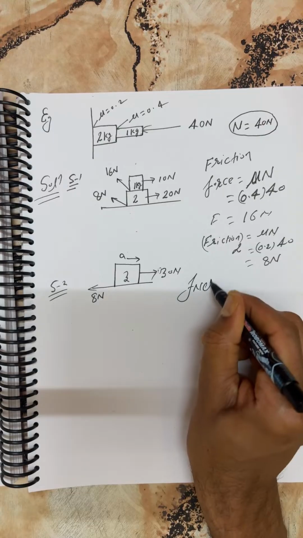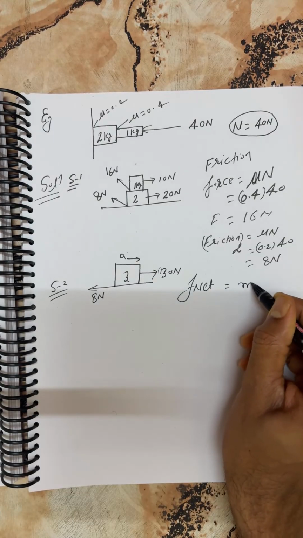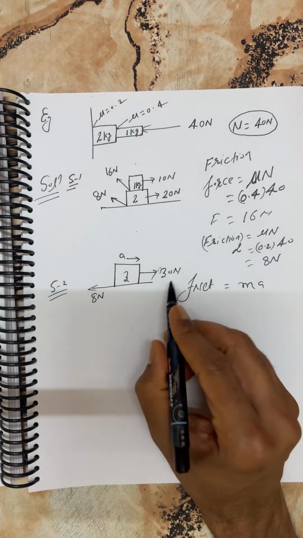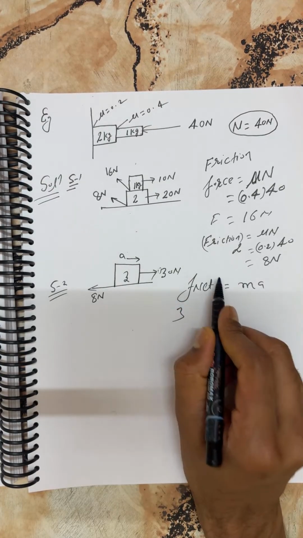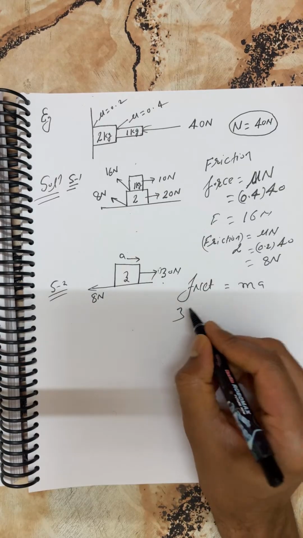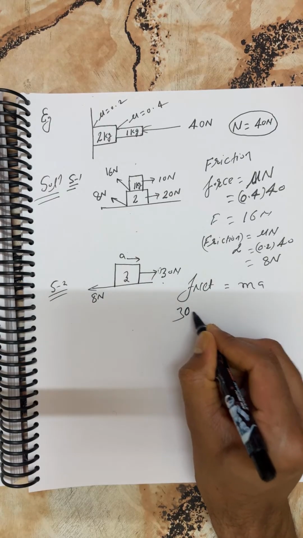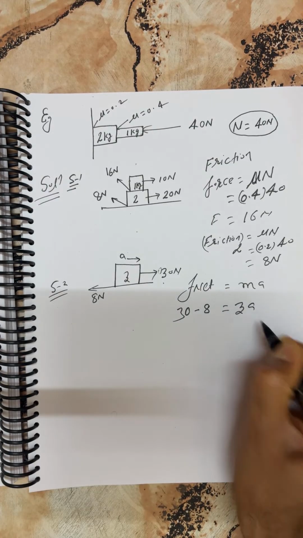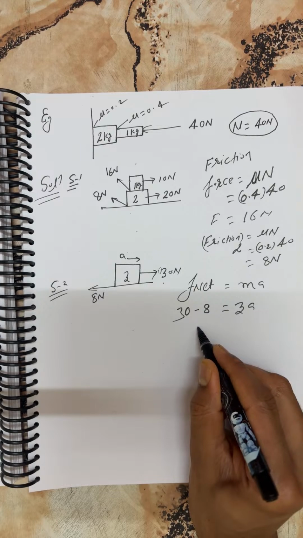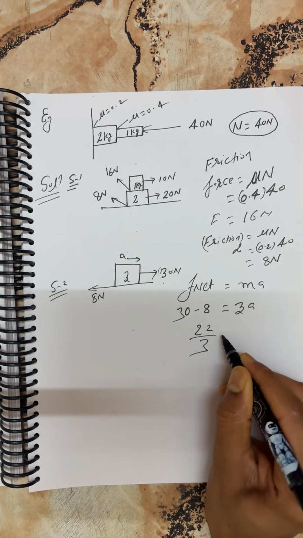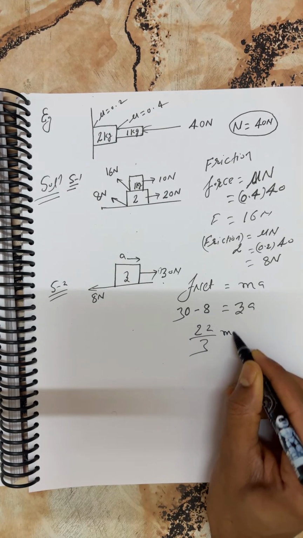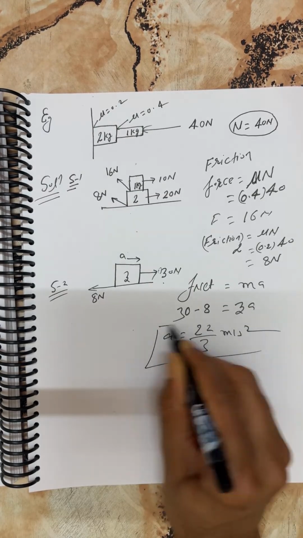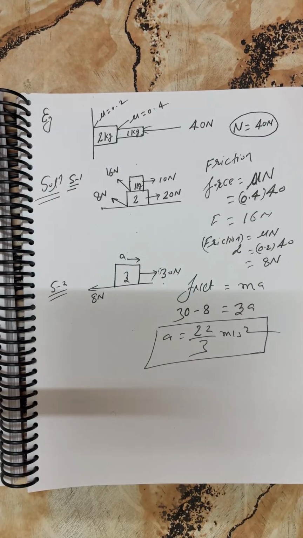So you can say summation of F net is equal to MA. The system driving force is towards the right, which is larger in magnitude: 30 minus 8, which is equal to 3a. How much is coming, students? 22 by 3 meter per second square, which is the acceleration.